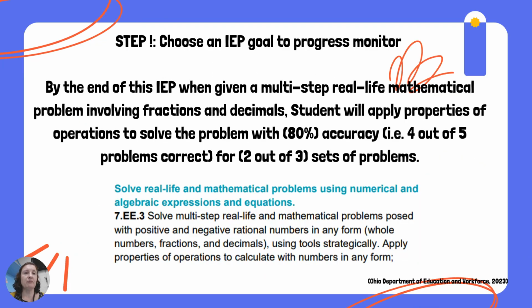So your first step would be to choose an IEP goal to progress monitor. This one is based on one of the Ohio State's learning standards, and it's assessing how students answer word problems, real life scenarios involving fractions.